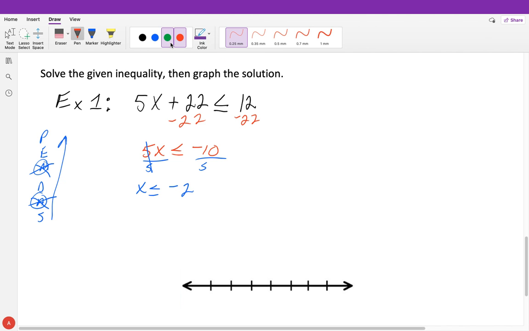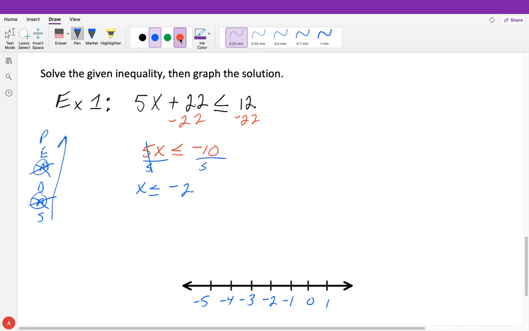The mistake that a lot of kids will make is they'll start with this number here, 12, and try to plot that. It's not what we begin with, it's what we end with. It's our solution that we are graphing. So now I'm going to go negative 2. I'm going to put that in the middle of my number line. So you see now I have a smaller number line. And this is what it'll probably be on your test.